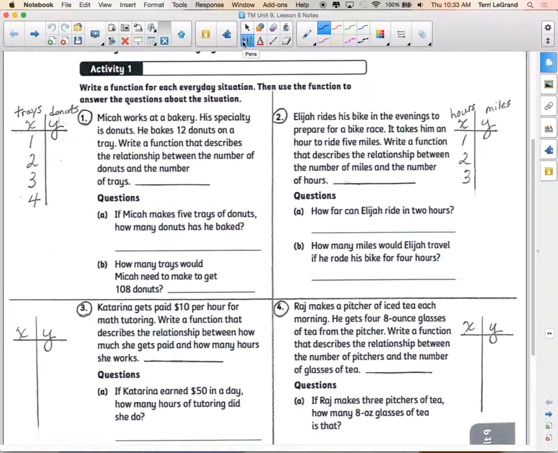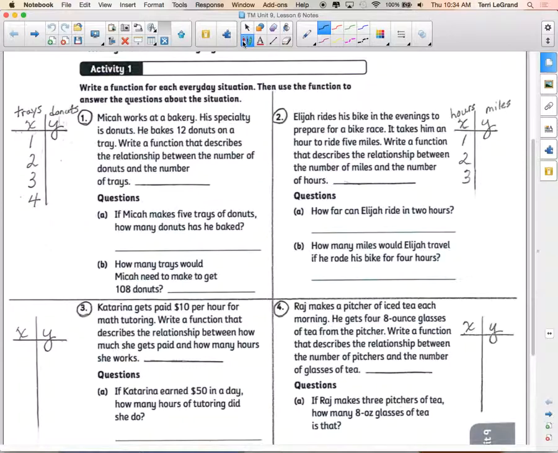So today, we'll see what time allows, but we're going to try to do all four of these so that you have a good understanding of how to write and graph functions for everyday situations, okay? So our first one says Micah works at a bakery. His specialty is donuts. He bakes 12 donuts on a tray. Write a function that describes the relationship between the number of donuts and the number of trays.